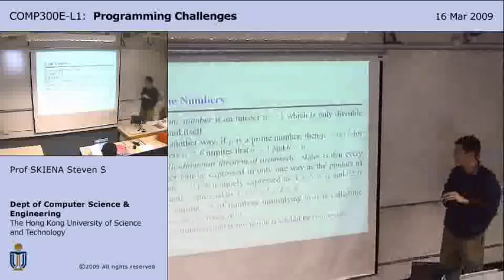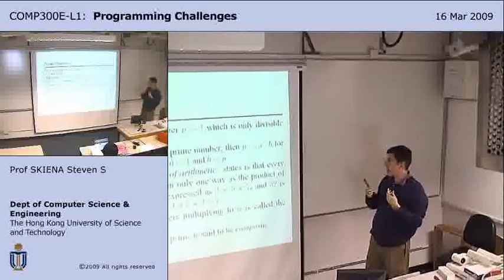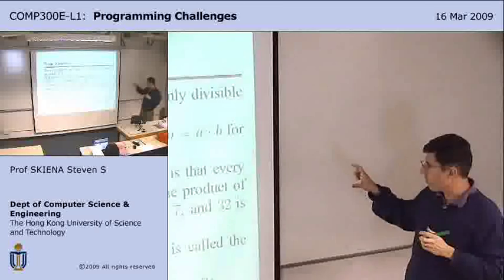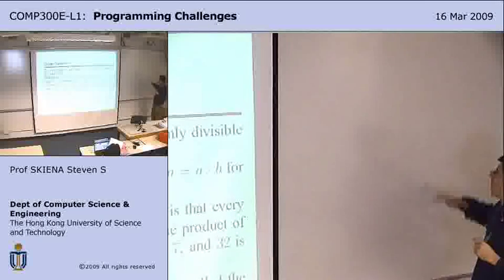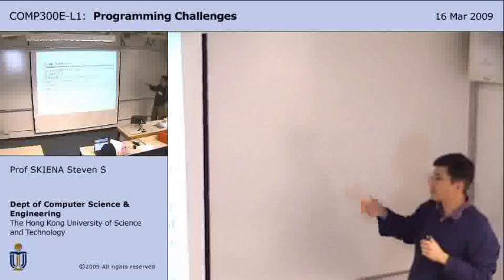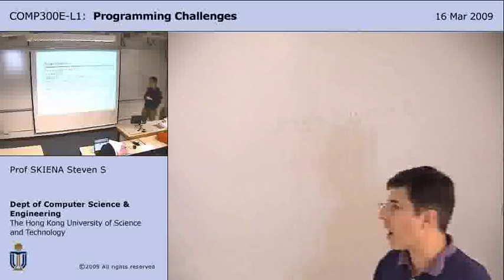So, the claim here is that every integer can be factored. We all know that it can be factored into smaller numbers, unless it's a prime number. Prime numbers can't be factored anymore. But everything else can be factored into smaller numbers until we eventually get a sequence of primes.